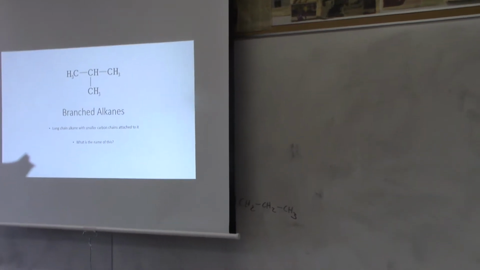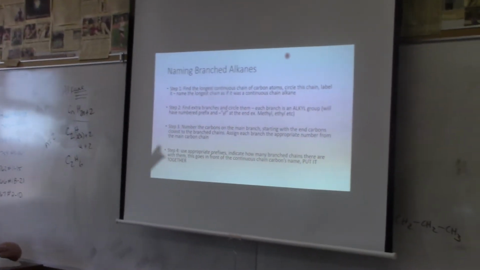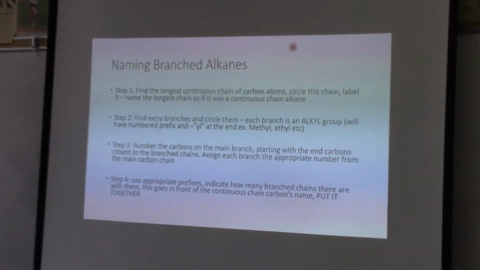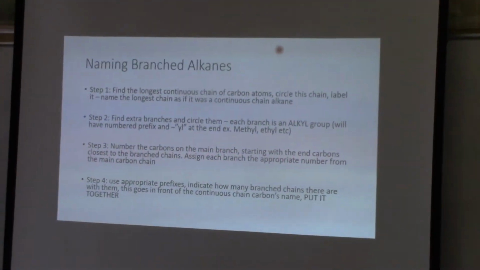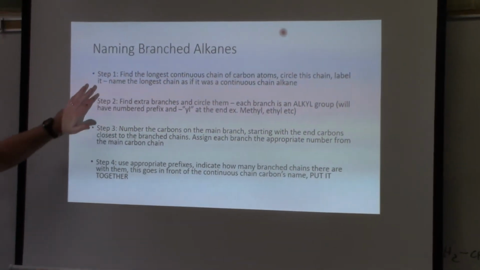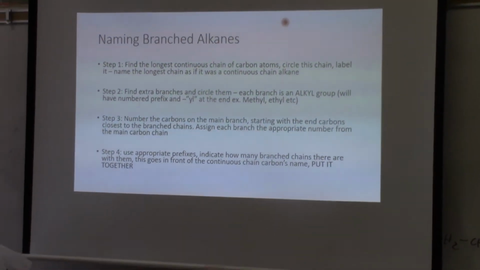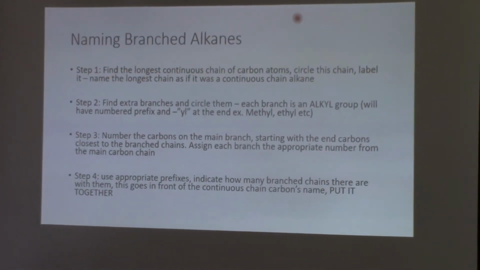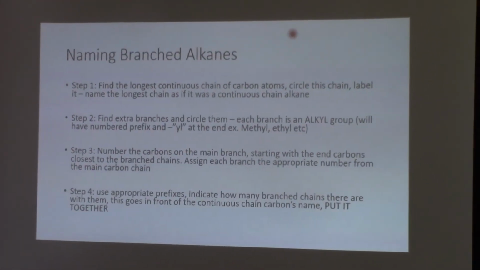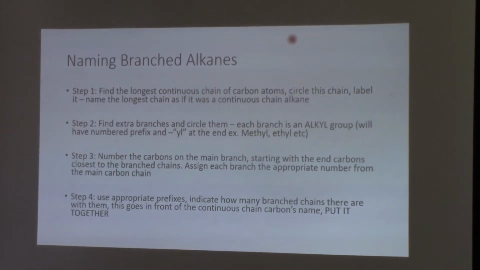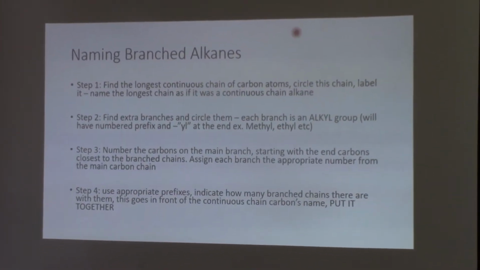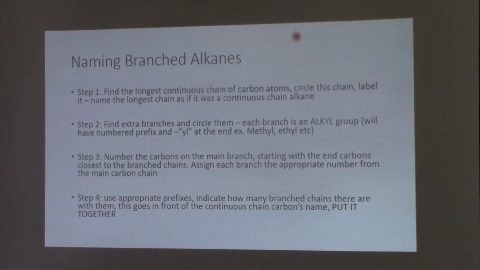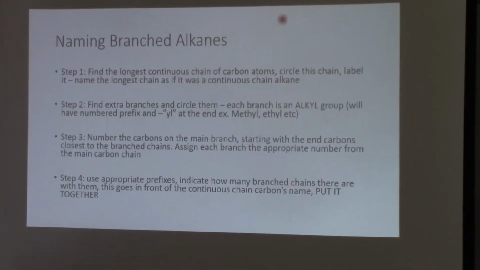So, you have instructions in the notes for naming branched alkanes. So step 1, I already kind of pointed this out. It says find the longest continuous chain of carbon atoms, circle this chain, and label it. Name the longest chain as if it was a continuous chain alkane. Find the extra branches and circle them. Each branch is an alkyl group, and it'll have numbered prefixes. So methyl, ethyl, or propyl.